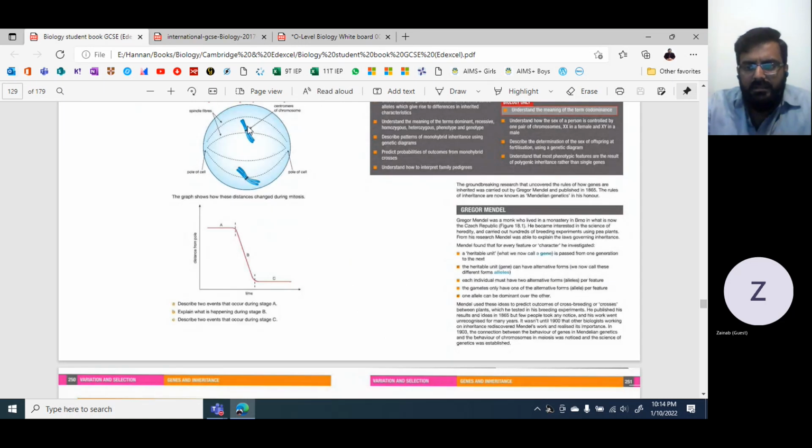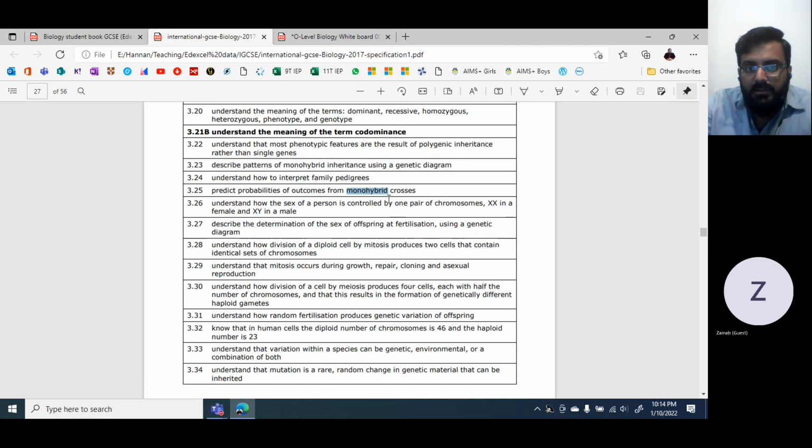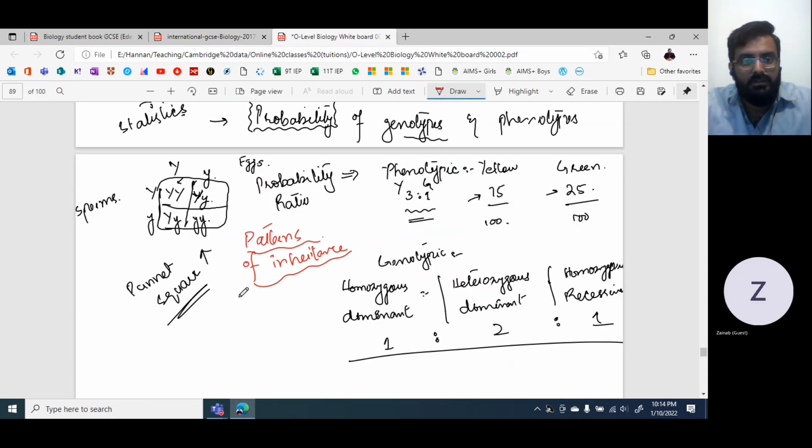Okay, coming to a more technical word. In your curriculum, this is the last thing. I know the time is past, but this is the last thing I'm mentioning here. Predict probabilities of outcomes from monohybrid cross. This is a term that we have. If you read this curriculum, you come to know that Mendel is not mentioned here. But this is a word that demands that Mendel should be taught, because without Mendel you cannot understand a monohybrid cross. So let me clear this concept.